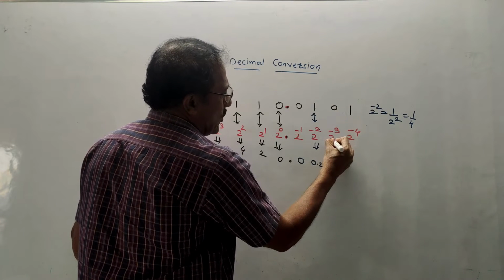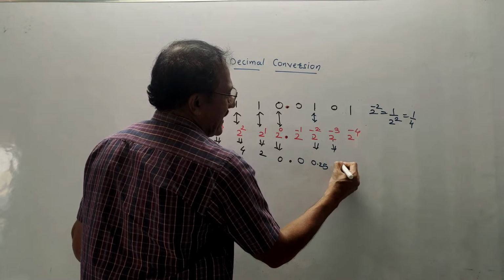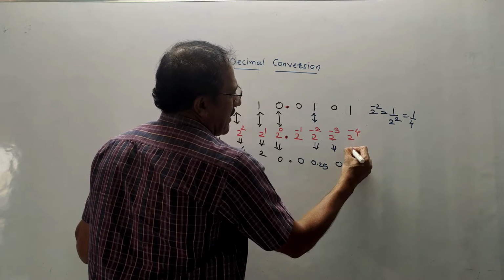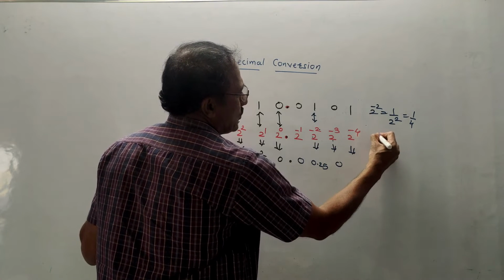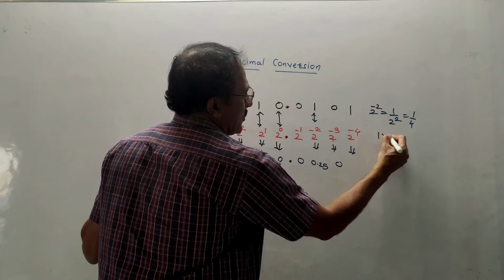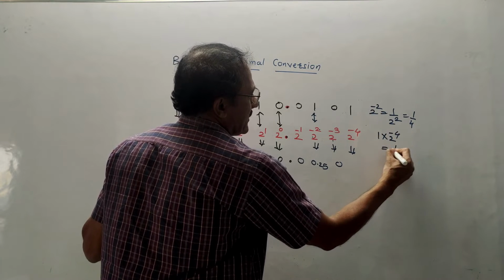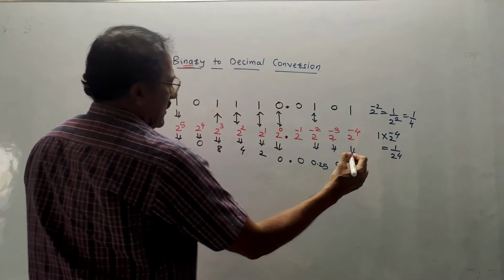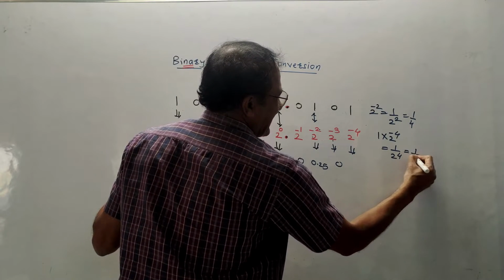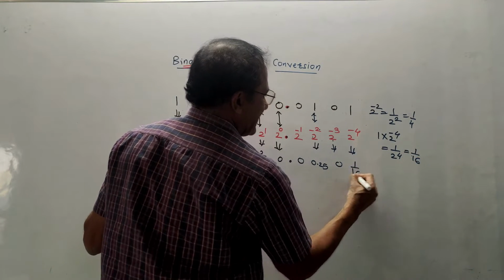So likewise, you can make the conversion. Then the 0 into 2 raised to minus 3 becomes 0. Likewise, convert this number 1 into 2 raised to minus 4. So it is 1 into 2 raised to minus 4. It is 1 by 2 raised to 4, so it is 1 by 16. So this is 1 by 16.